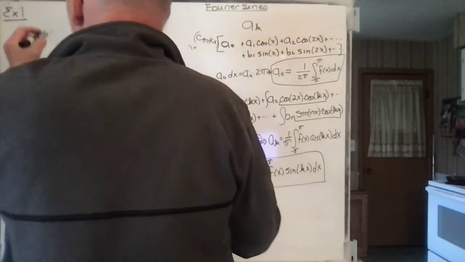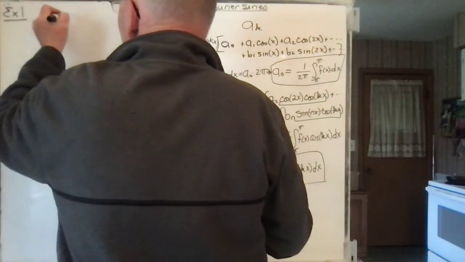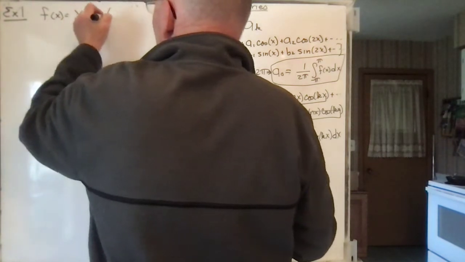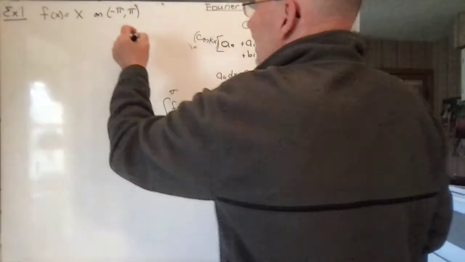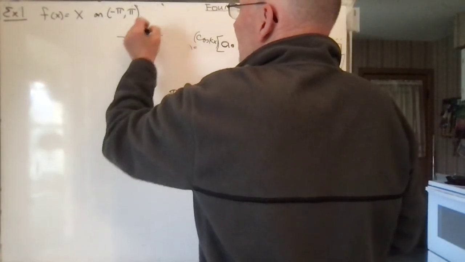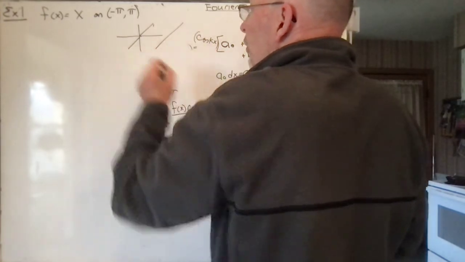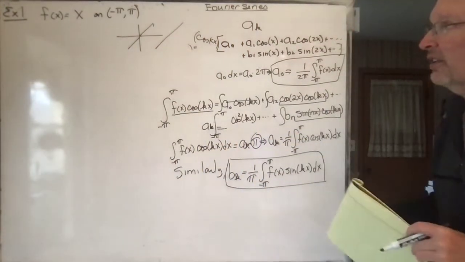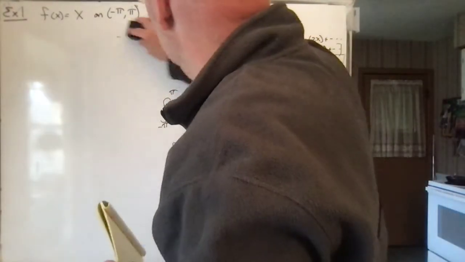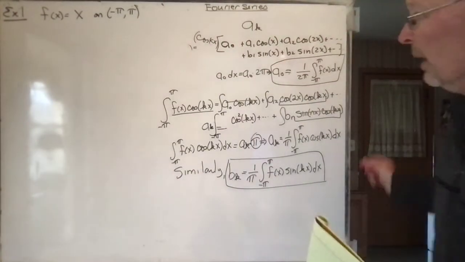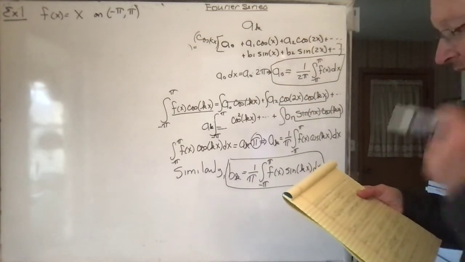Okay, example 1, here's our function. Our function is just f of x is equal to x, and this is on the interval from negative pi to pi, and then it just starts over again. So it just goes like this, and then it starts over again, over and over and over again. It's sometimes called a sawtooth. Just diagonal lines like that. Okay, there's our function.